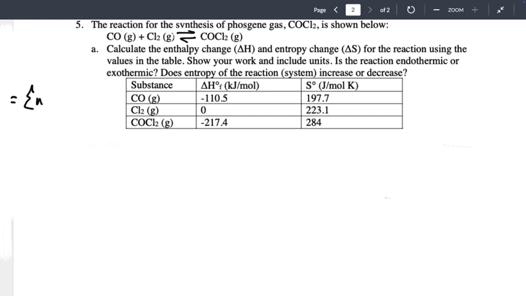Sum of the number of products minus the sum n of our reactants. Are we actually working through this all the way together? Is that the goal? Yeah? Okay. So if we're going to look at our enthalpy change, delta H, just using our formula, we want to make sure that we tie things appropriately. Our COCl2 is a product, so we're going to start with that. I have negative 217.4.